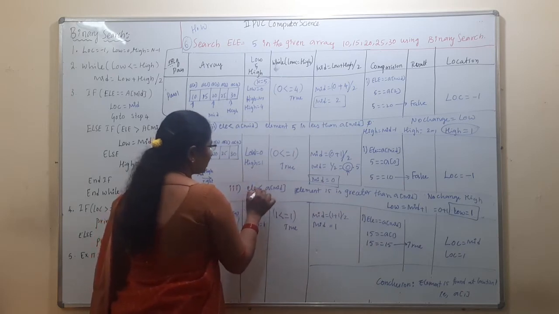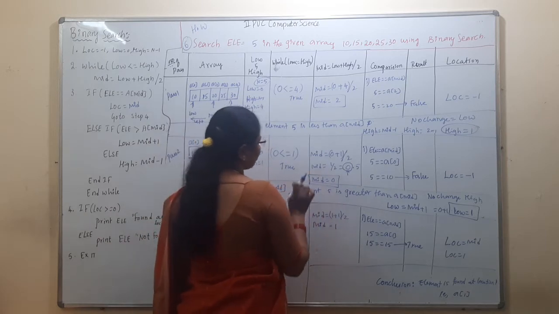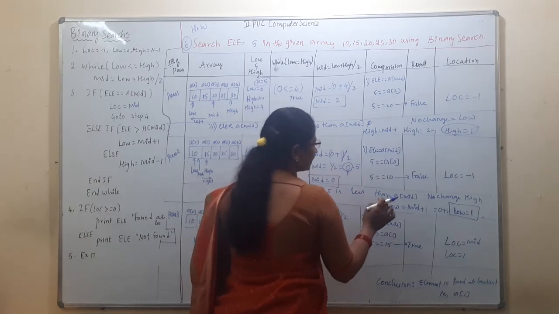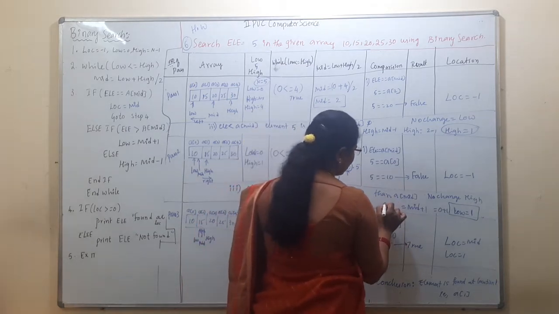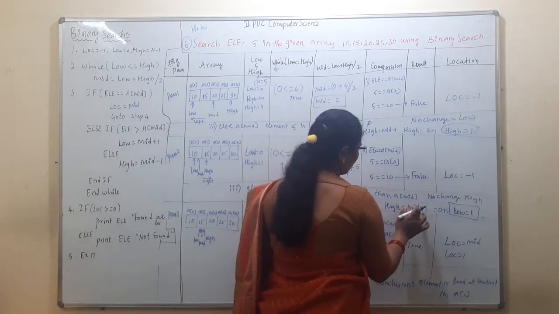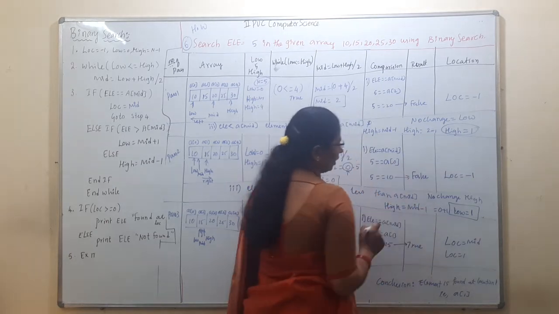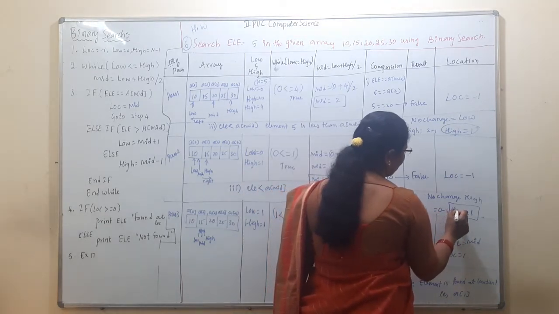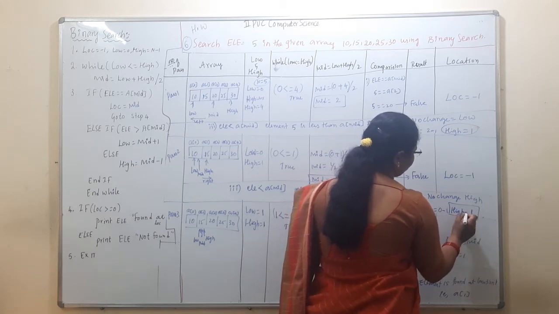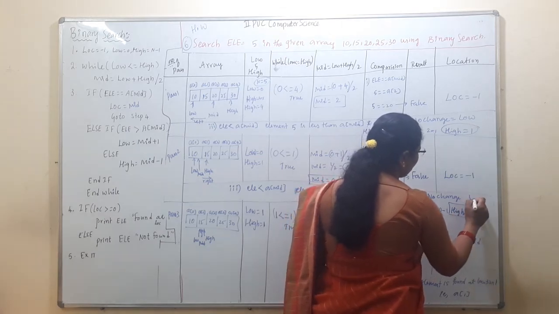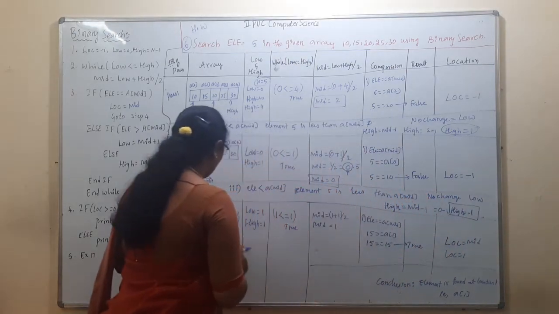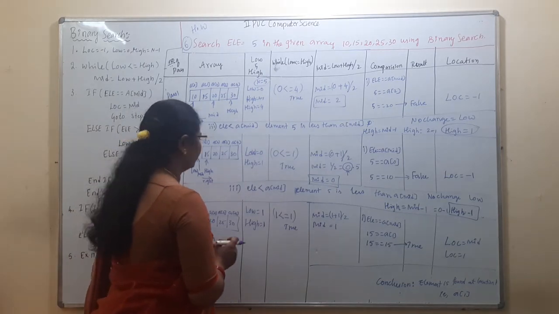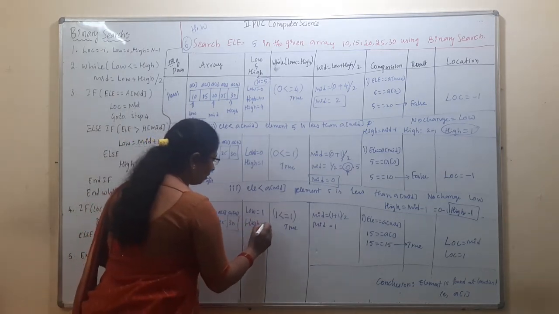The element 5 is less than A of mid. So we are going to change the high pointer equal to mid minus 1. What is 0 minus 1? You will get the high value as minus 1. There is no change in the low pointer. So we got a new high pointer called minus 1.